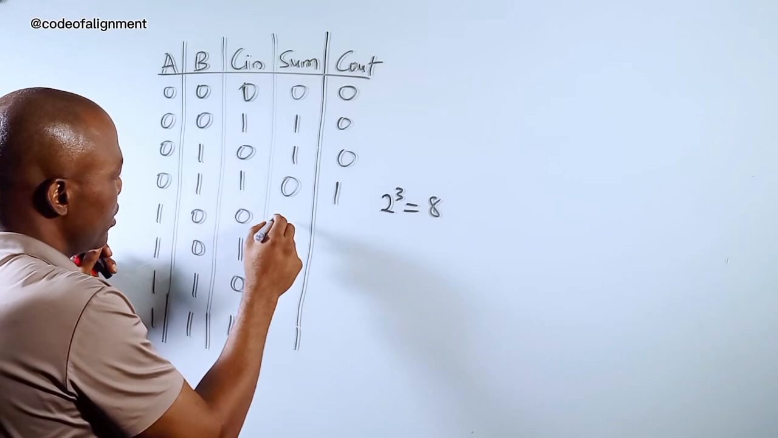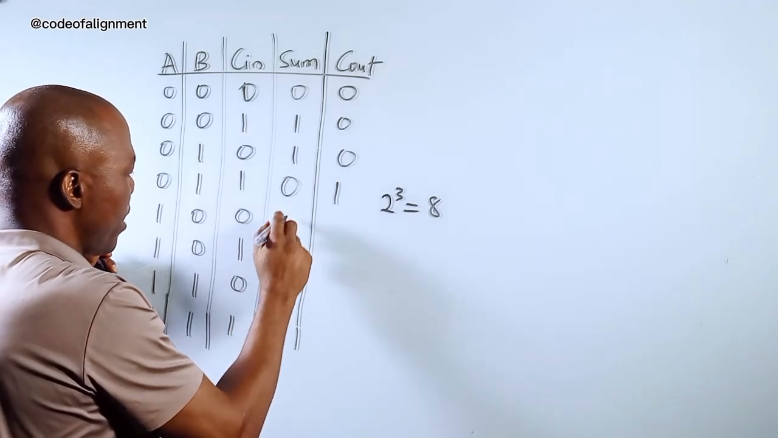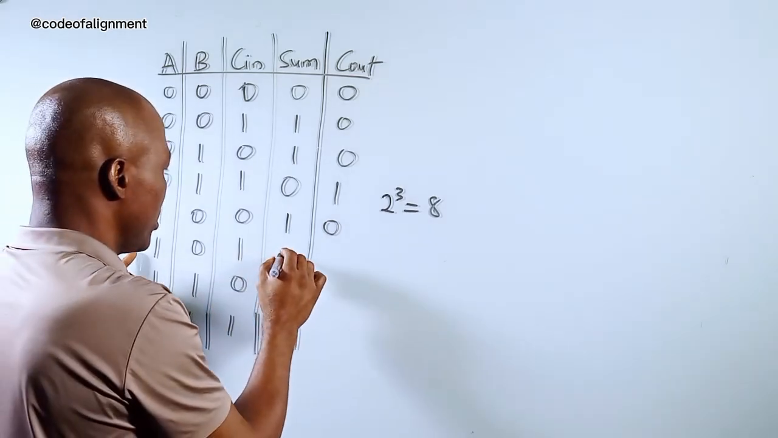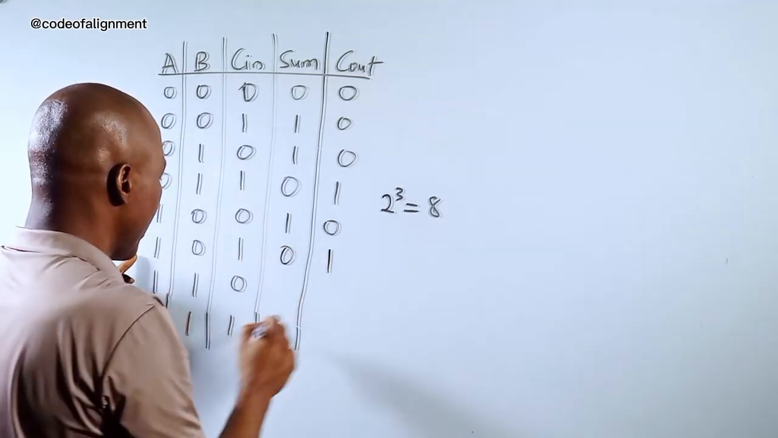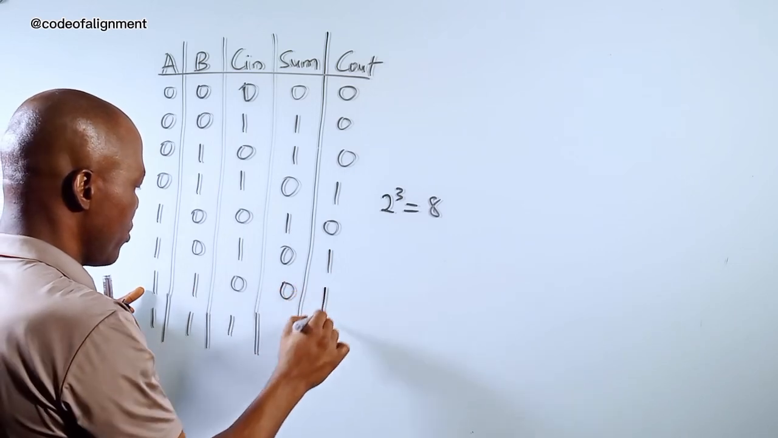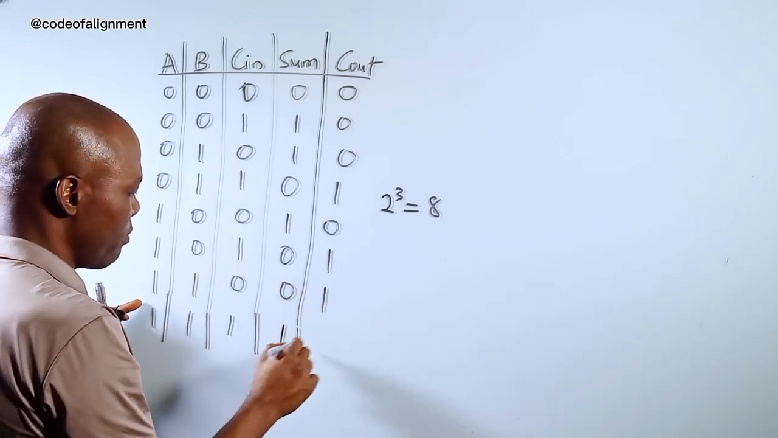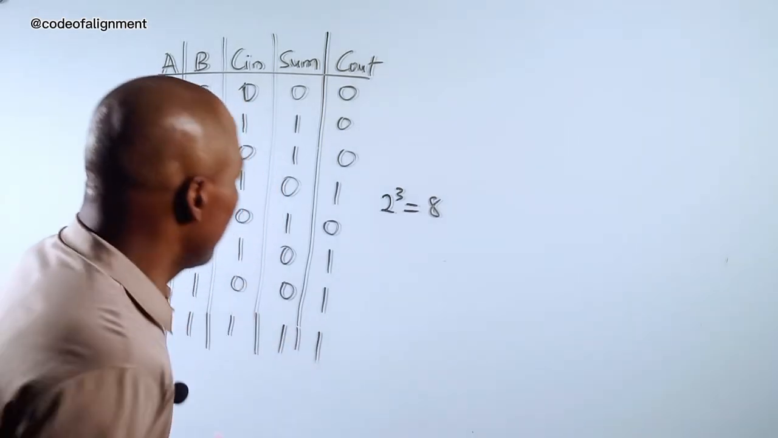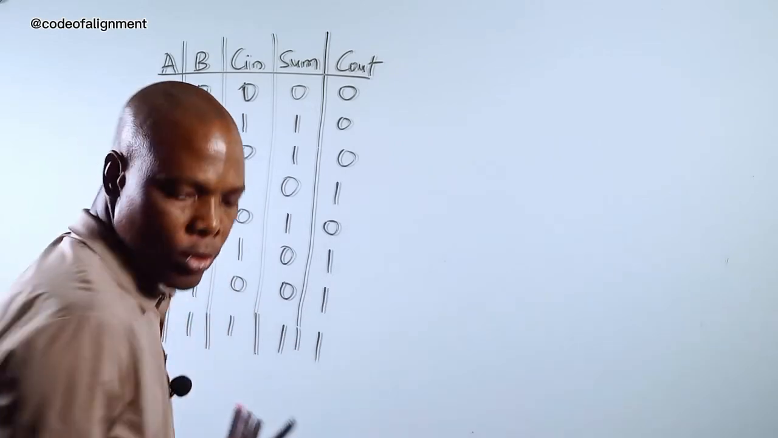1 plus 0 plus 0 will give me 1. There is no carry. 1 plus 0 plus 1 will give me 0, and then you carry 1. 1 plus 1 plus 0 will give me 0, and you carry 1. 1 plus 1 plus 1 will give me 1 and carry 1. Right? That is 3. So the goal of this class is to draw the circuit diagram.